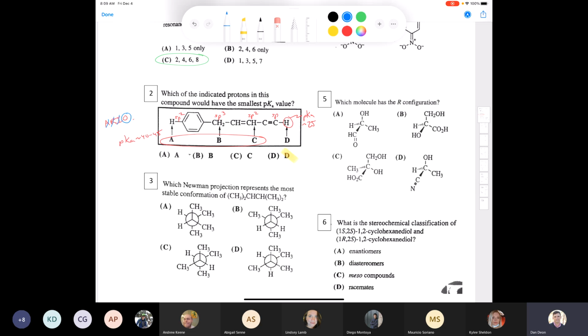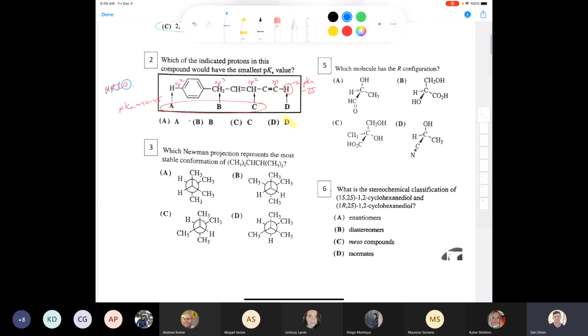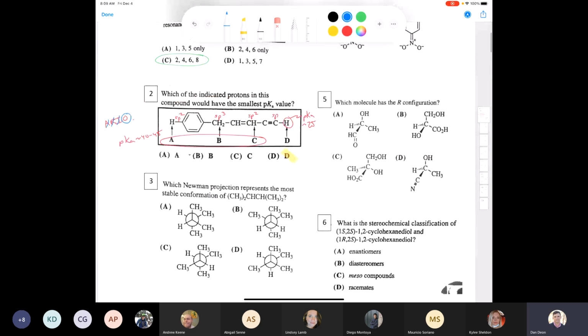And since an sp orbital is a lot smaller than an sp2 or an sp3, it's going to provide the most stabilized carbanion, and therefore it's the most acidic, smallest pKa value, right? And you should know the smallest pKa value means most acidic.